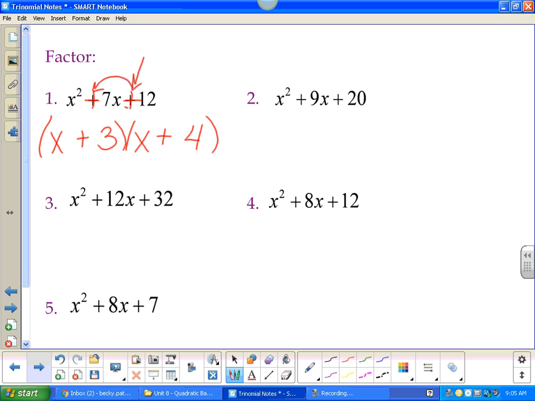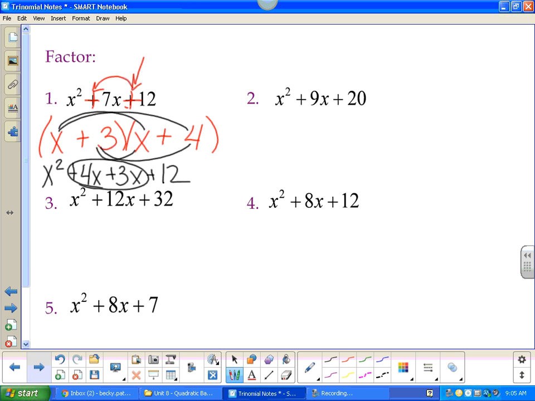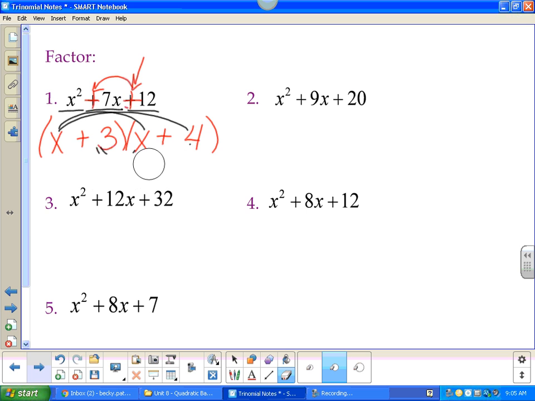Well, here's what you just did. If I were to lobster or FOIL this back out, x times x is x squared. That'd be a positive 4x. That'd be a positive 3x. And that would be a positive 12. And then if I add my middle terms, that gives me the 7x. So I have x squared plus 7x plus 12. So again, what we are doing is we're trying to find the factors so that when you would multiply them together, you would get the original problem.